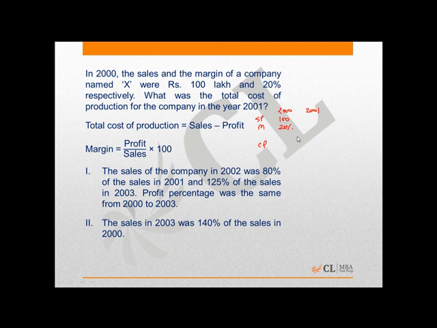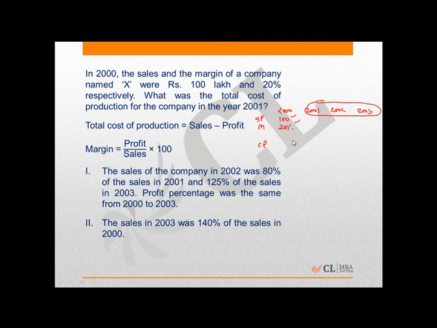First statement gives you the sales of the company in 2002 was 80% of 2001, and that of 125% of 2003. Profit percent remains the same. So statement 1 gives you a comparison between these three quantities, right? That means it is not alone sufficient because I have not used this data. So statement A alone is not sufficient.